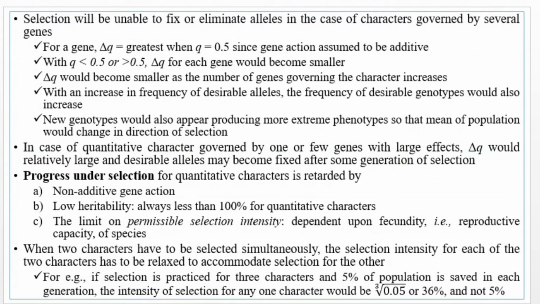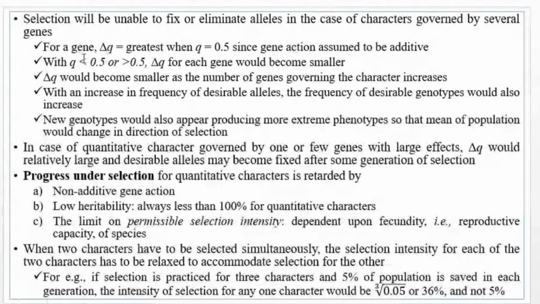Selection will be unable to fix or eliminate alleles in case of characters governed by several genes also, not by a single gene. Several gene governed गर्ने characterहरुमा पनि selection cannot fix or eliminate the alleles. So for a gene, delta Q is greatest when Q is equal to 0.5, since gene action is assumed to be additive in the polygenic cases. Polygenic cases मा हामीले के assume गरेका हुन्छौं भन्दा every gene has a small and additive effect. So there is additive gene action, for a gene delta Q is greatest when Q is equal to 0.5, just like the maximum when there is no dominancy.